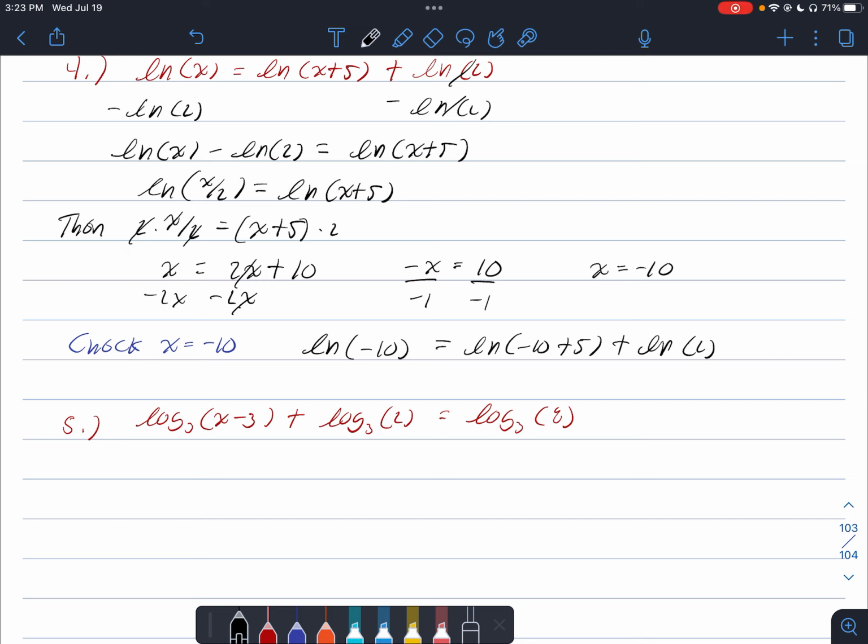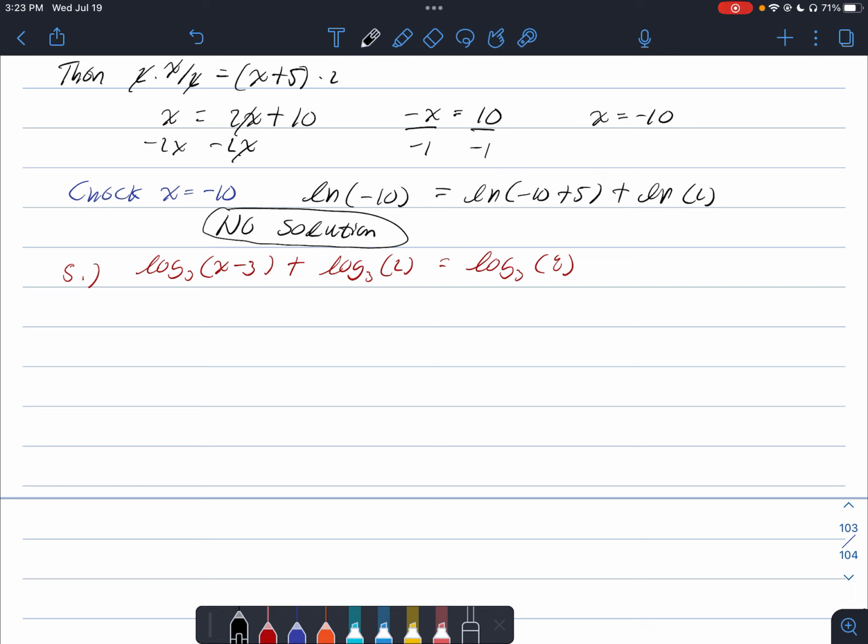We already know there's an issue because ln of -10 is not defined, nor is ln of -10 plus 5, because we have the natural log of -5. That's an issue as well. Natural log of 2 is fine, but that was never going to be an issue. So since this was the only possible solution we came up with, and it's not going to work, we say that this equation actually has no solution. All right, let's go ahead and do one more.